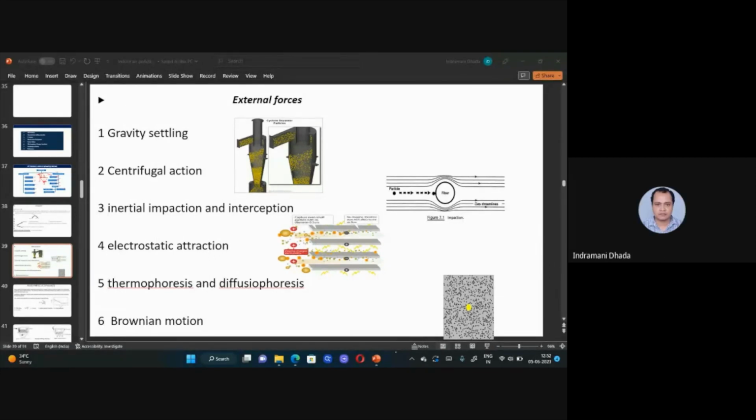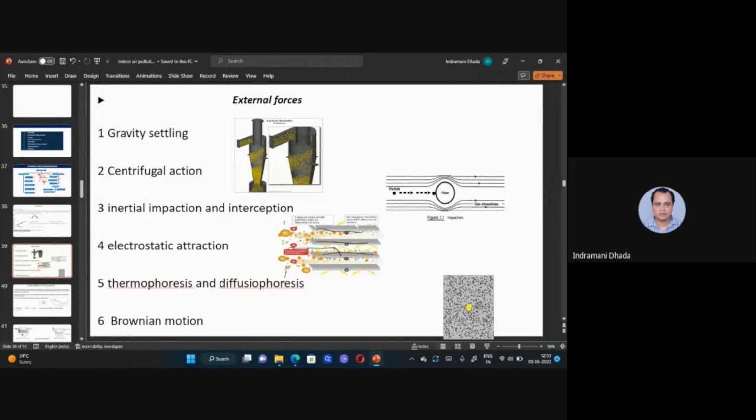So there are gravity settling, gravity settling chamber, centrifugal action forces like cyclone. I'll discuss one by one. Then inertial impaction is there, and electrostatic attraction, like we have positive and negative plates, and the particles which are charged with negative are attracted towards the positive plates, and which are charged with positive are attracted towards the negative plates. And when we see that the particles are accumulated on the plates, then we can stop the flow of electricity, then we can vibrate those plates and collect those particles.